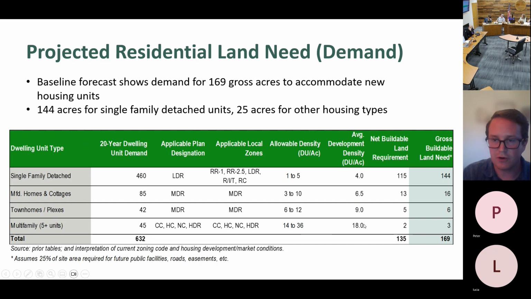And over here to the right, we can see the net buildable land requirement for each of these. We've got 115 acres for single family detached, 13 for manufactured homes, 5 for townhomes and plexes, and 2 acres for multifamily. The state allows us to factor up to account for public uses like utilities or parks or schools. So we're allowed to factor that net buildable land need up by 25% to get to that final column, where you can see that we need about 169 acres of developable land to accommodate these 632 units that we expect to see in the next 20 years.